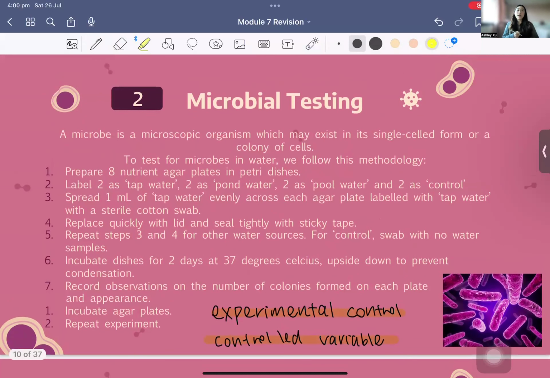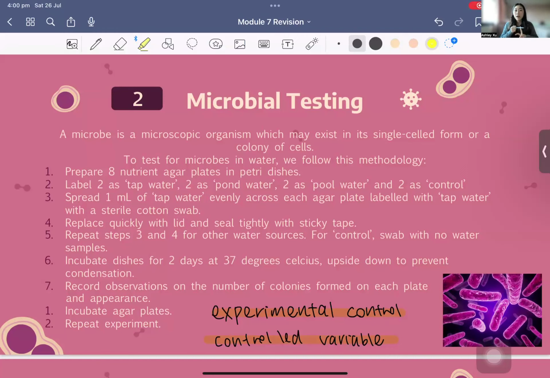Very quickly, in an experiment, we need an independent variable, the thing that you change. A dependent variable is a thing that changes depending on the independent variable. Okay, so in the case of this experiment, we're testing for different microbes in different types of water. The independent variable here is the type of water. So pool water, pond water, tap water, this is the thing that we are testing, the thing that we are changing in an experiment.